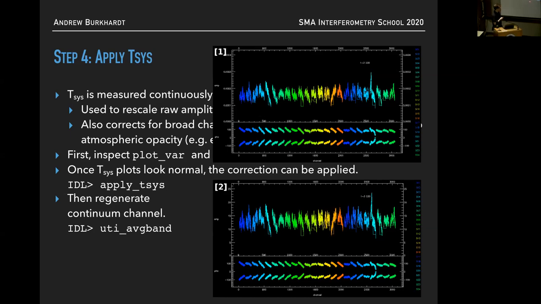And that's just this command, UTI average band. So that just takes the band that you have and averages it out to make a new channel that is just the continuum, so no spectral information.